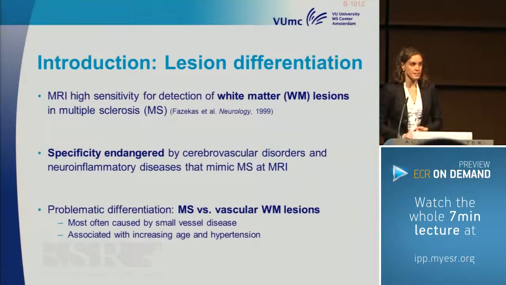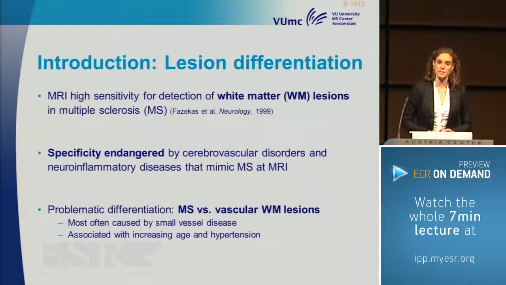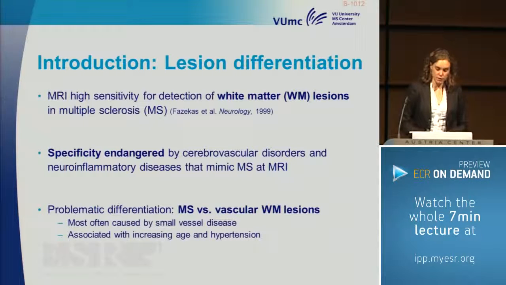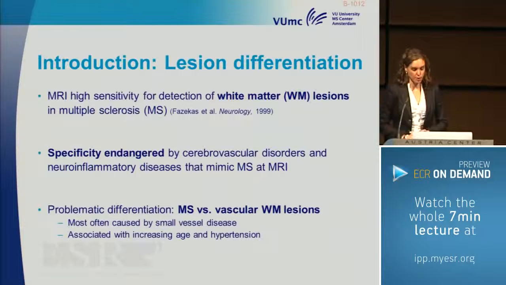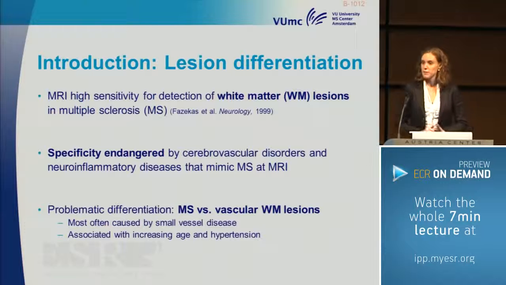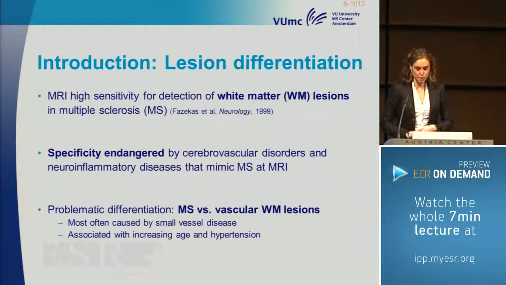MRI has a high sensitivity for the detection of white matter lesions in multiple sclerosis. However, the specificity is rather low because there are other vascular and neuroinflammatory disorders that mimic MS at MRI. Especially in the clinical situation, it can be extremely difficult to differentiate MS from vascular white matter lesions that are often caused by small vessel disease and are associated with increasing age and hypertension.